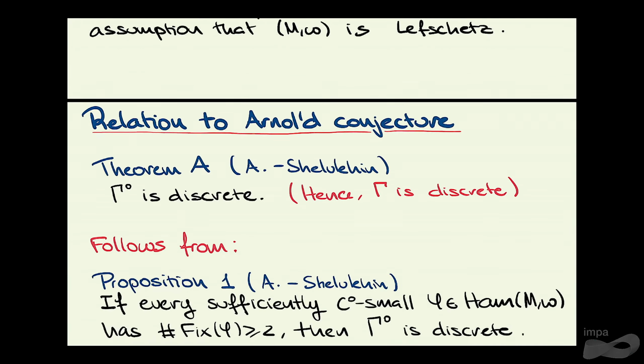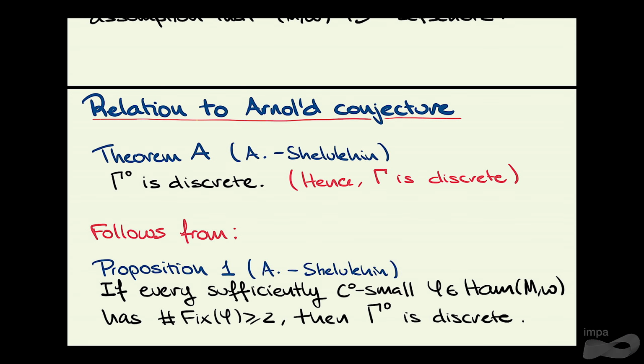The discreteness follows from two statements. The first is the main subject of today, which I call proposition 1, and it says the following. If you can ensure that every C0 small Hamiltonian diffeomorphism has at least 2 fixed points, then gamma 0 is discrete. What we do is show that if gamma 0 has an accumulation point, then we can construct a C0 small Hamiltonian diffeomorphism with at most 1 fixed point. That would in particular be a counterexample to the Arnold conjecture if that were the case.